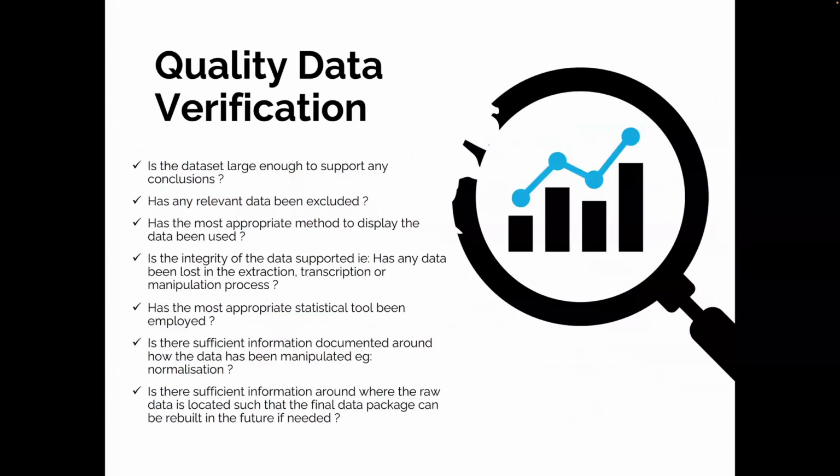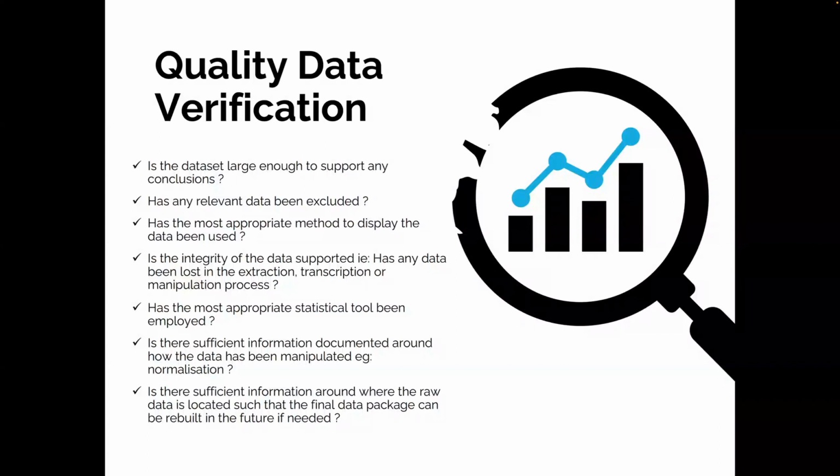So data verification is not just checking that you haven't transposed it incorrectly or that mistakes have happened. There are a number of questions you need to ask yourself when you're verifying data that goes into the decision-making process. Do we have enough data to support the conclusions? Very often you haven't. You've got to go and get some more. Has any relevant data been excluded? Has somebody taken data and said, actually, that doesn't quite fit what I think, so we'll take that out? Have you used the right method to display it? Again, have any mistakes happened as you transposed the data?